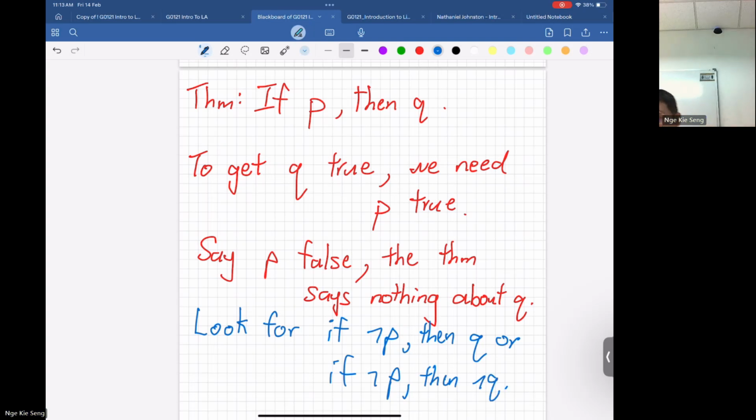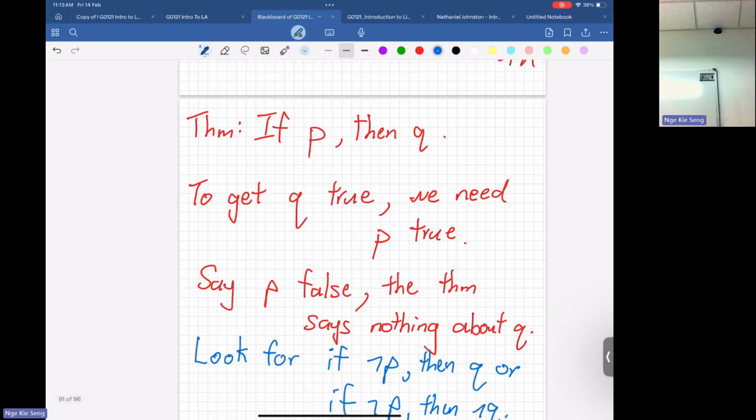So if the theorem only goes one way, you can only have P implies Q. You have P, then only you have Q. If instead P is false, then you don't know what happened to Q, unless you have a new statement, like if not P then Q, or if not P then not Q. Unless you have another connection, you don't know anything about it. But one thing you could know is that if P then Q is also equivalent to if not Q, then not P.